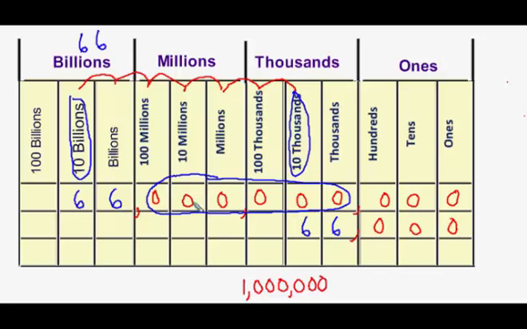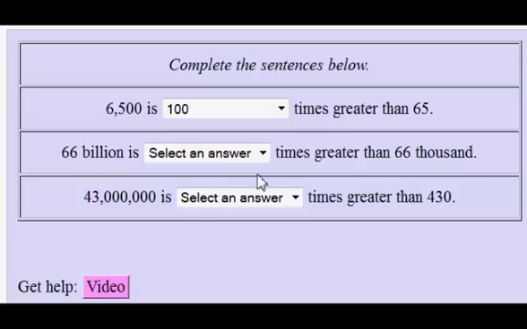So it has 1, 2, 3, 4, 5, 6 zeros more than this number. So the answer involved the number 1 followed by 6 zeros. It is 1,000,000 times greater. So going back to this question, 66 billion is 1,000,000 times greater.